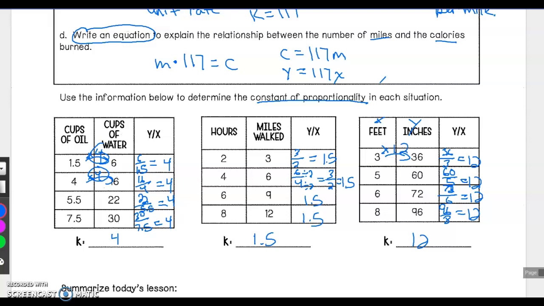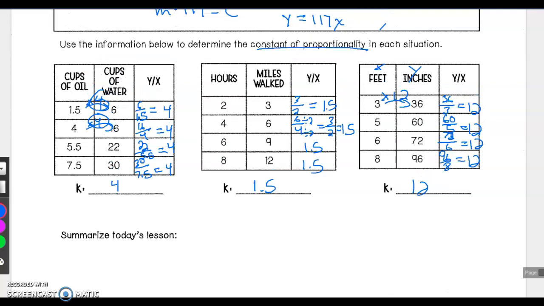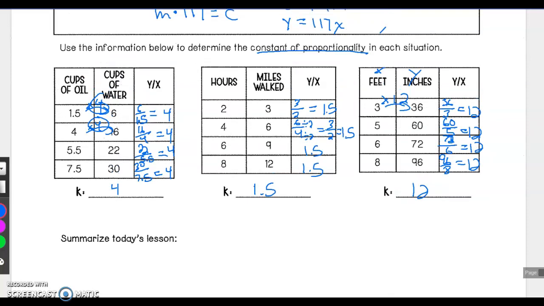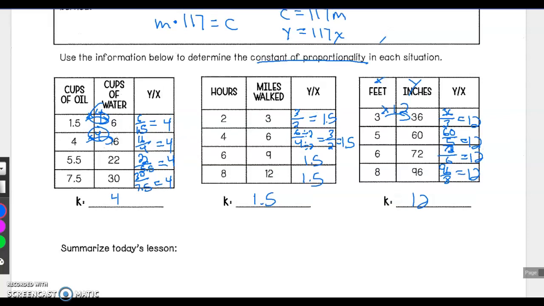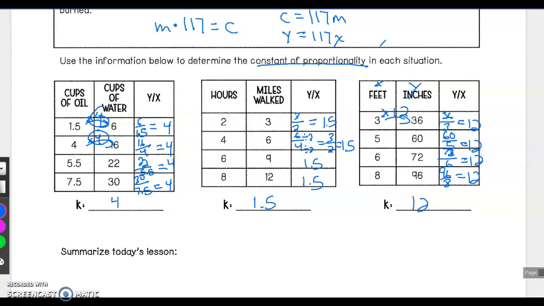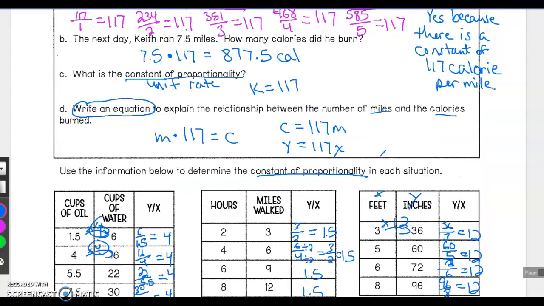All right, we're going to pause, and I'm not going to have you summarize today's lesson because you're going to go back to the presentation and do a little exit ticket for me. But me just summing this up, I want you to not get discouraged by the big words, constant and proportionality. Remember, it's the unit rate. It's the number we're going to multiply by. But to find it, we have to divide.